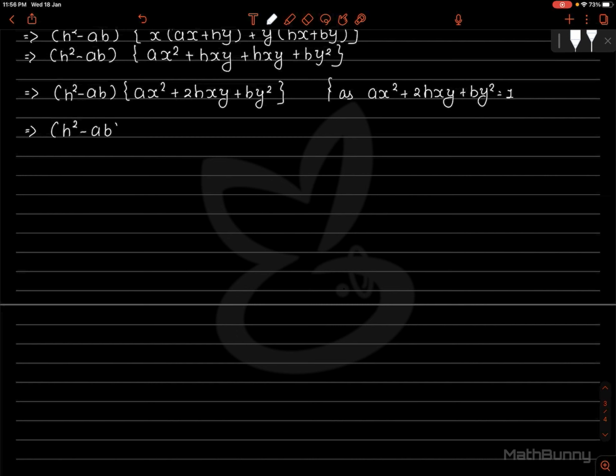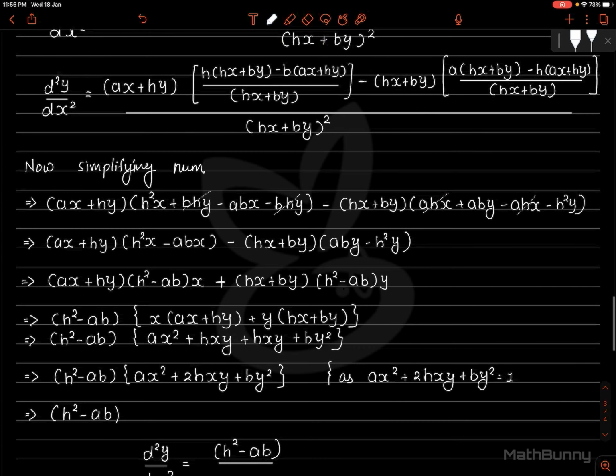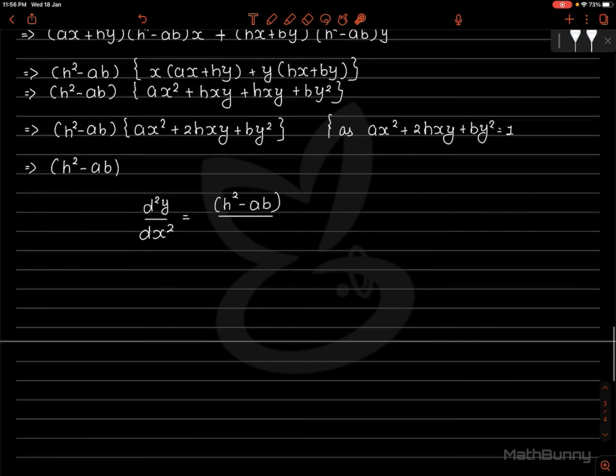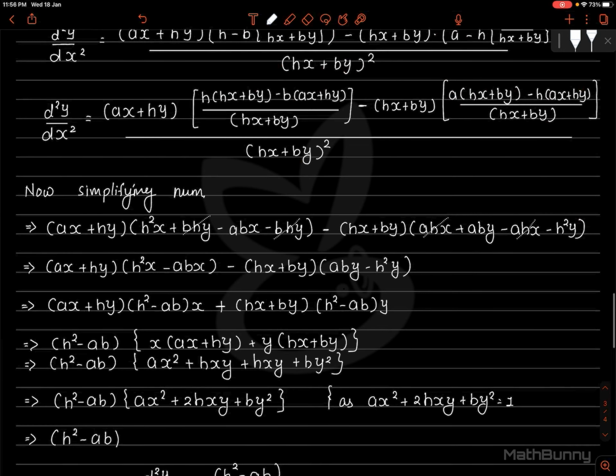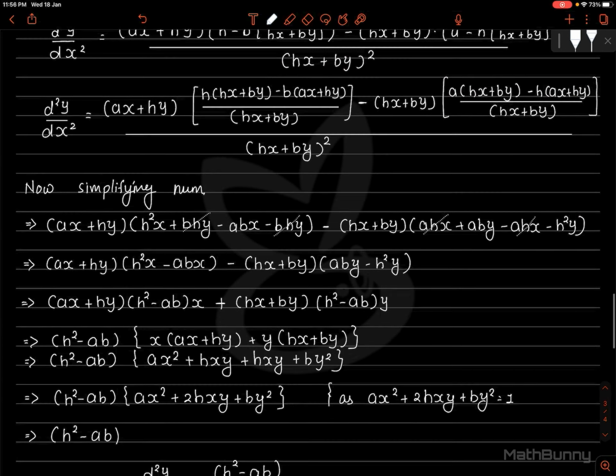So the final answer would be d square y upon dx square is equal to (h square minus ab) upon, remember we are not to forget this denominator which we have to multiply to this denominator. So it would become (hx plus by) whole cube.